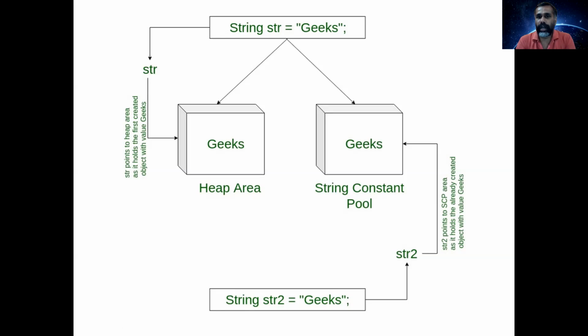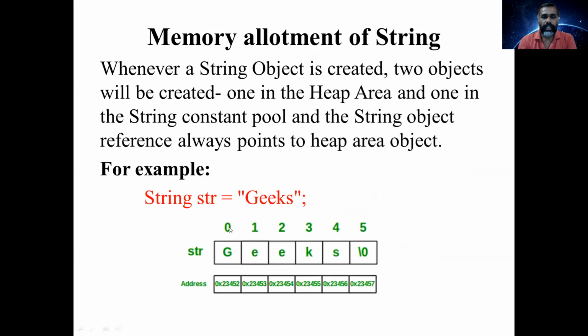So the memory allocation will be simple. Here is the general memory allocation, how it is allocated in memory. It's similar to an array. Each character is stored in sequential addresses. The last character, \0, indicates the end of the string.